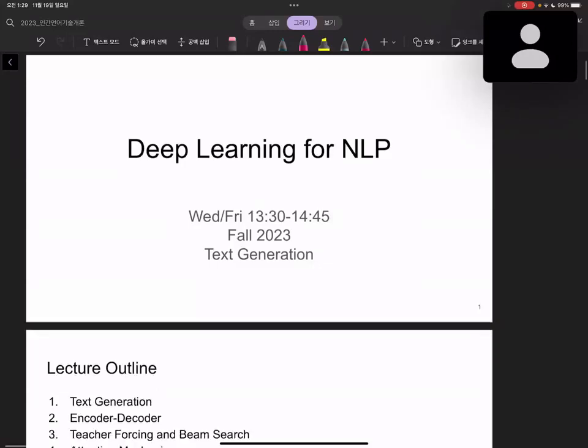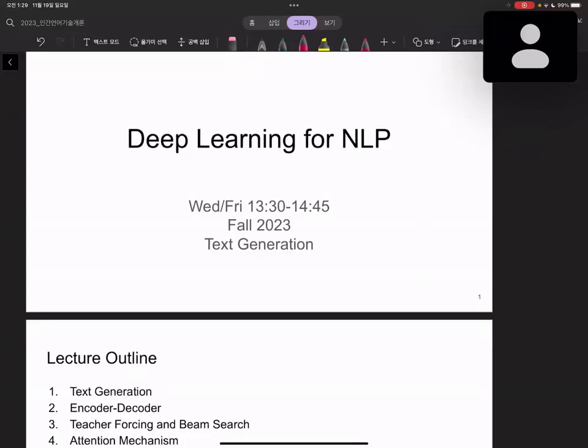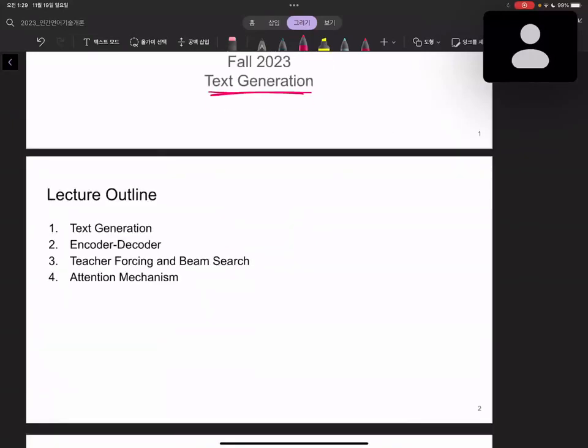This is the natural language processing class, and today we are going to study text generation. So here is the lecture outline: text generation and encoder and decoder, teacher forcing and beam search, and attention mechanism.